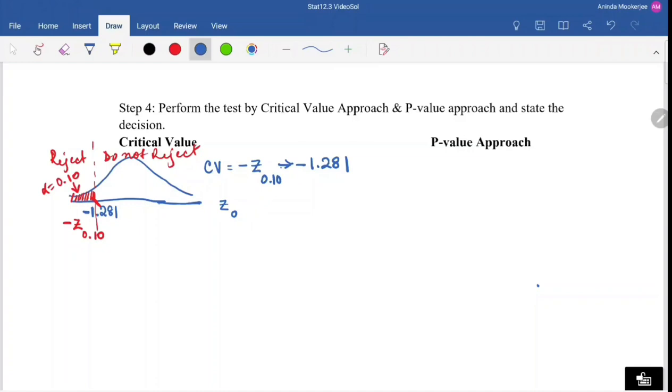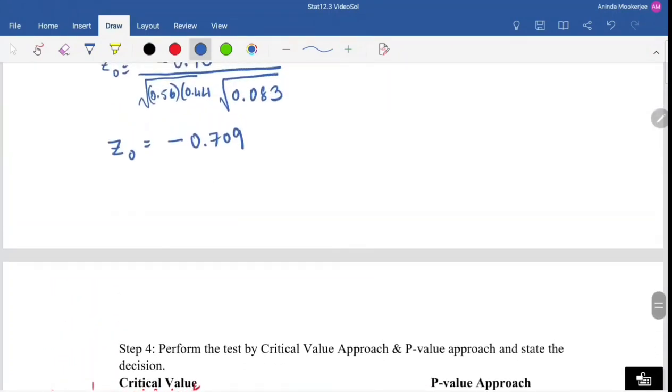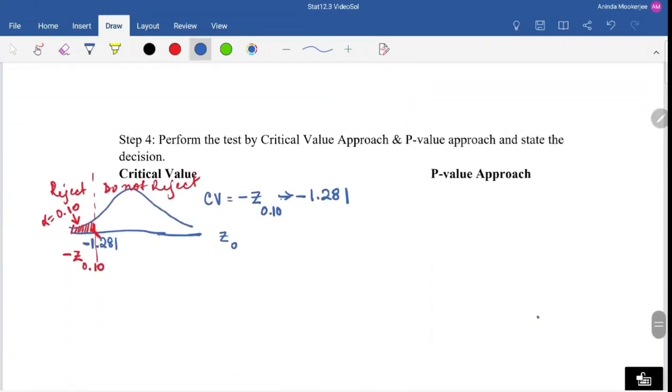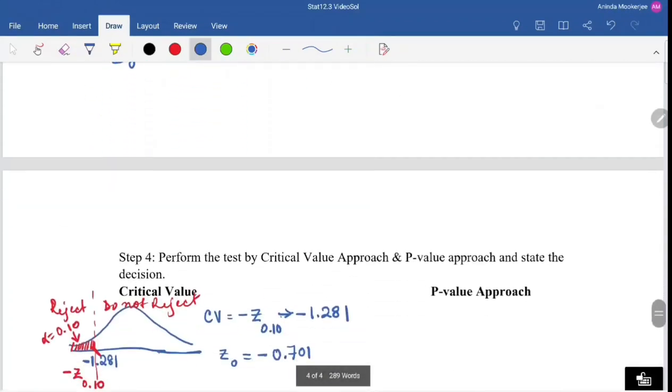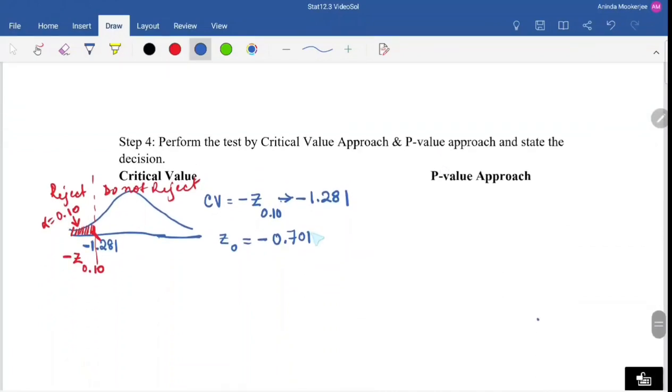0. What was it up here? Let's see, it was negative 0.709. So z sub 0 of negative 0.709 is greater than negative 1.281. So it'll fall somewhere to the right of the cutoff value of the critical value.